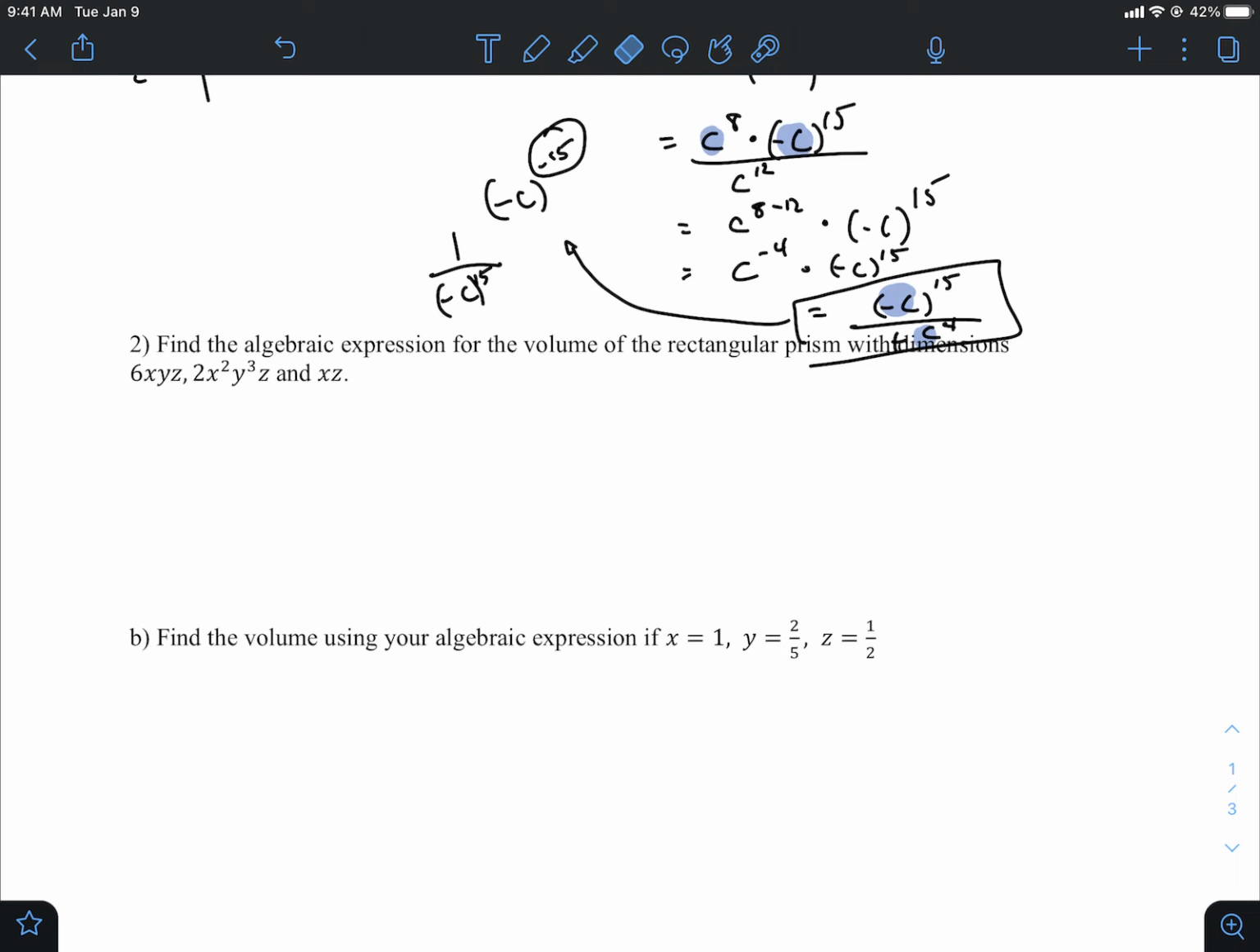Okay, for number 2, we want to find the algebraic expression for the volume of the rectangular prism with dimensions 6xyz, 2x squared y cubed z, and xz. So draw yourself whatever, a little prism. I don't think it really matters where you put each side length, just that they're all there.